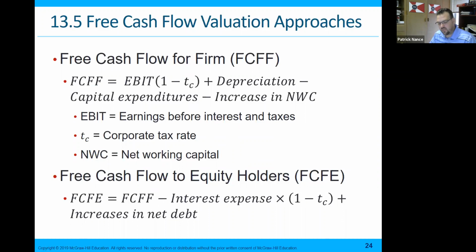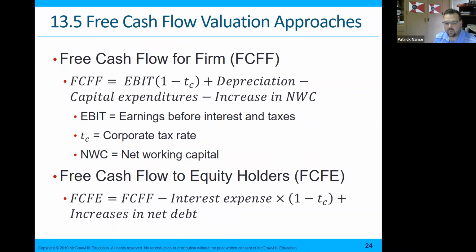Okay, free cash flow is another valuation approach. Free cash flow for firms is EBIT, which stands for earnings before interest and taxes, times 1 minus the corporate tax rate. So effectively we're showing how much is left over after taxes, plus depreciation, because depreciation is an expense on the financial statement but it is a non-cash expense, so we add that back in. Minus any capital expenditures, and minus any increase in net working capital.